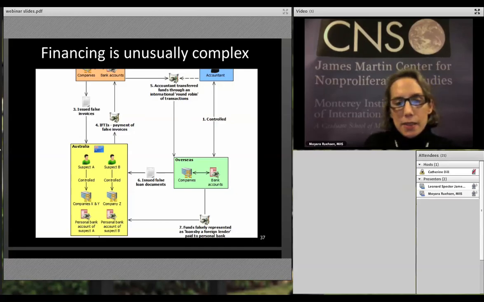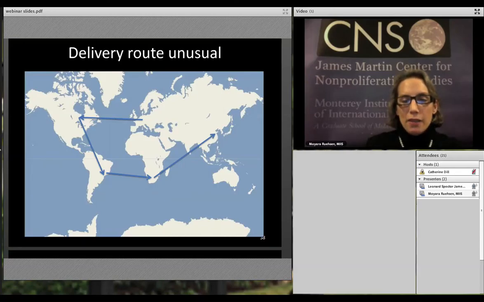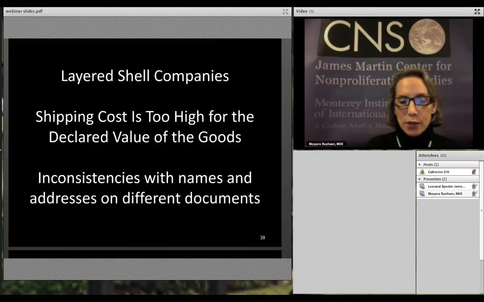Maybe the financing is complex, with layered letters of credit, or multiple letters of credit from many different sources, or layered shell companies, which I'm going to mention in another slide, or multiple intermediaries. Or maybe the delivery route is really complex and not consistent with normal geographic trade patterns. If an order was placed in country A by a company in country B for shipment to country C rather than the original country A, that's grounds for suspicion and worth a closer look. Or maybe you have extra or unnecessary links in the supply chain that serve no reasonable purpose. In that case, file a suspicious transaction report.